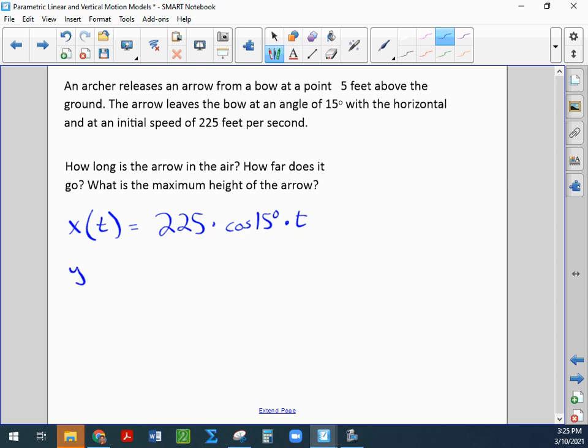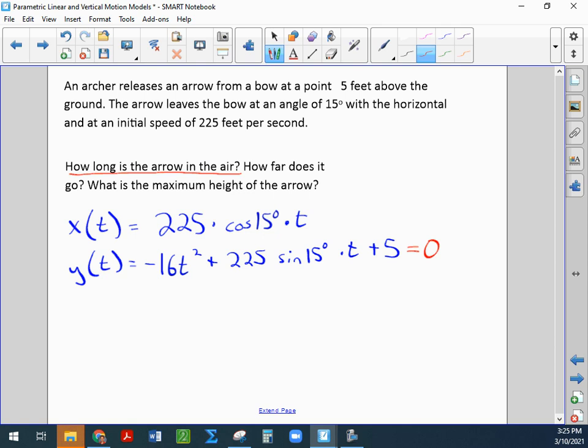And then my y value for the vertical distance that the arrow is traveling starts at 5 feet. We also have negative 16t squared plus 225 sine 15 degrees times t plus the initial height of 5 feet. So there is my model that I'm going to use. How long is the arrow in the air? So that first question, how long is it in the air? I can set my vertical height equation, my vertical distance equation, equal to 0 and solve that.